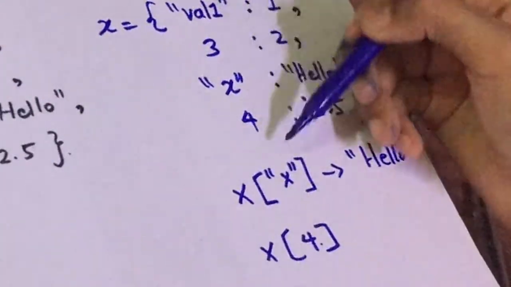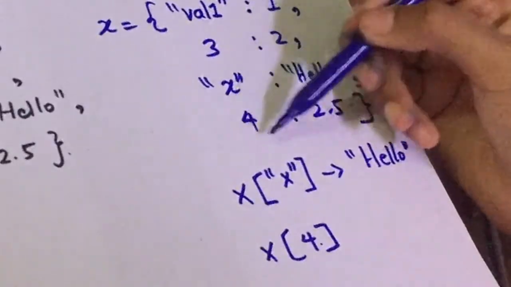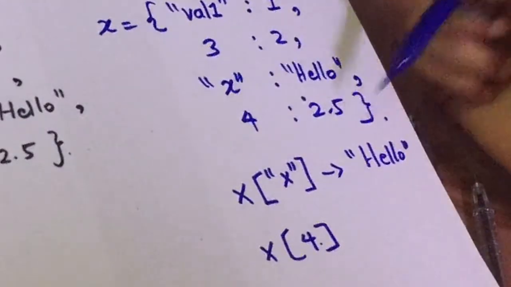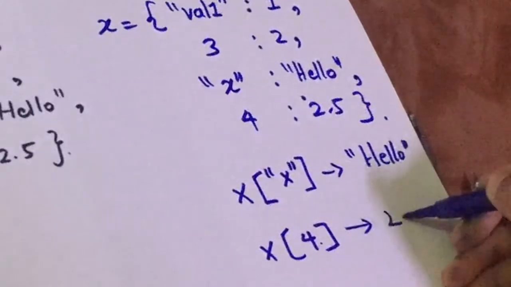Or 4. So it will search where the 4 is. Okay, so here's the 4 and the value is 2.5. So it will return 2.5.